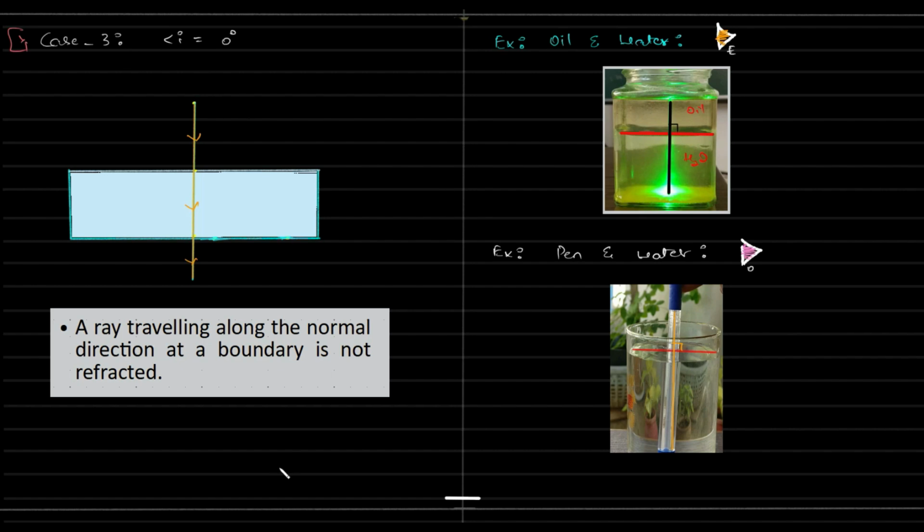So this is another fact that you guys have to remember. A ray traveling along the normal direction at a boundary is not refracted. So please pause and make a note.